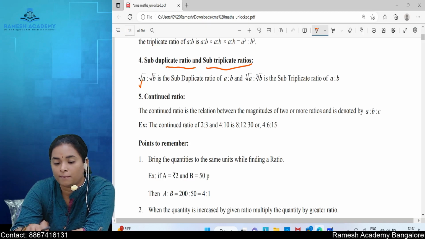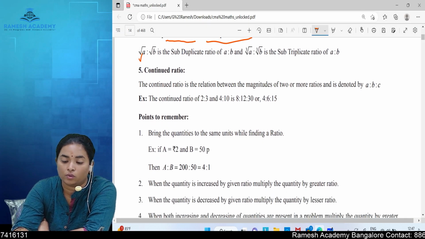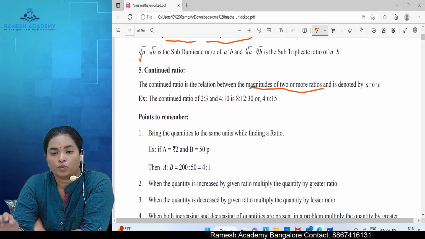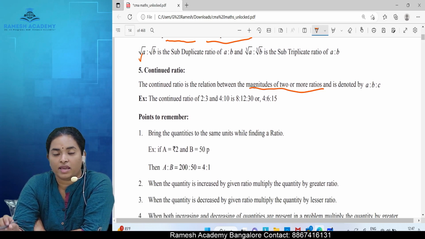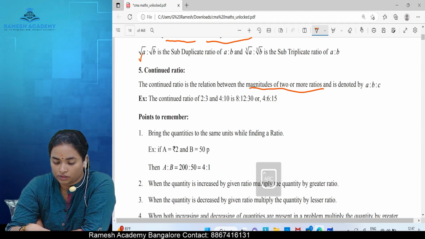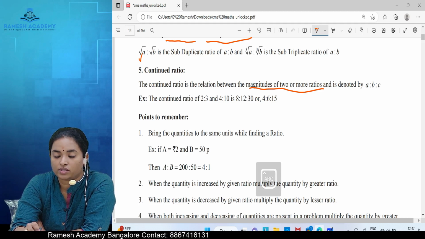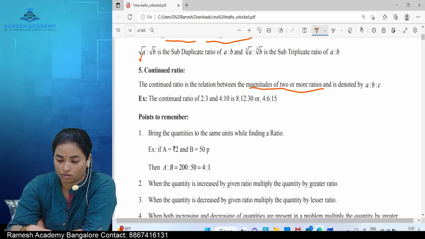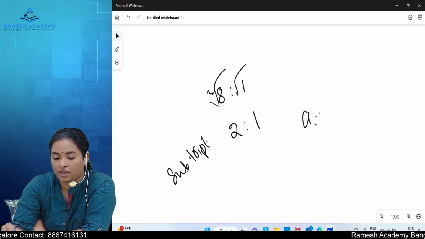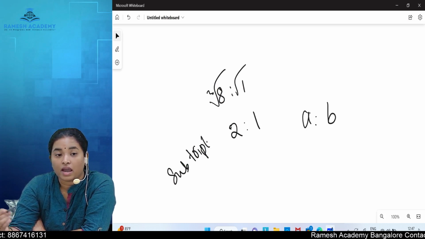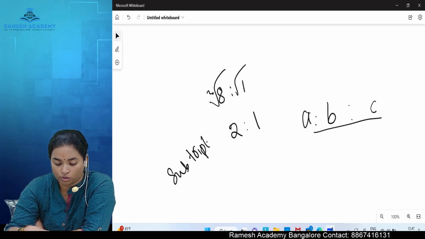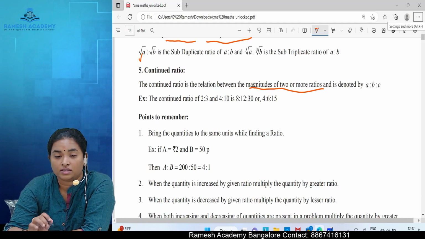Now the continued ratio is a relationship between the magnitudes of 2 or more ratios and is denoted by A is to B is to C. Now I have two ratios, A and B, and one more, C. If I want to relate these three together, we call it a continued ratio.